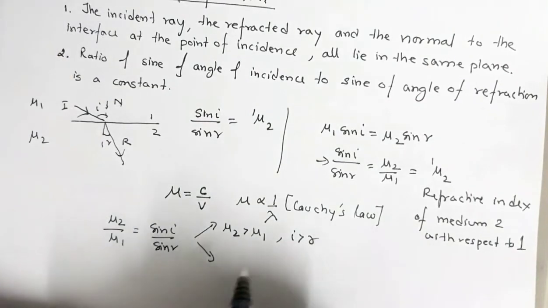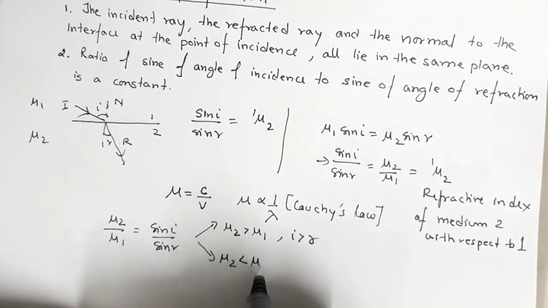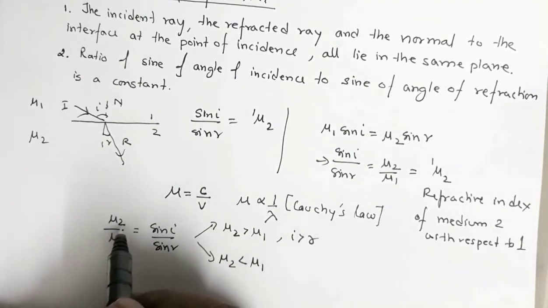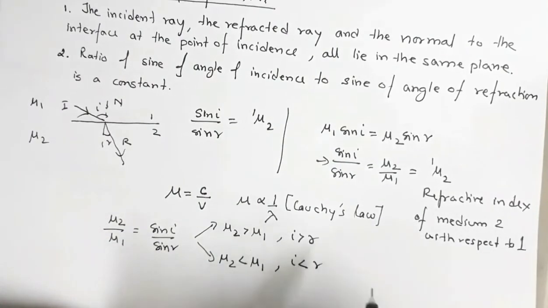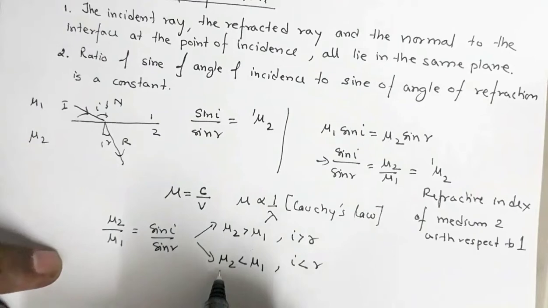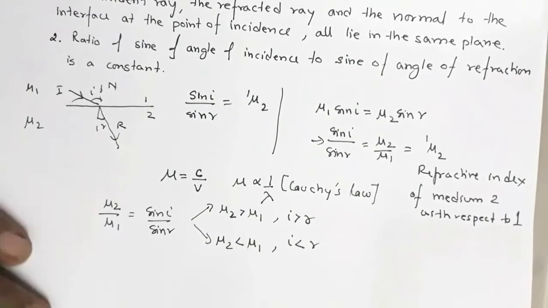Now, converse of this, if mu2 is less than mu1, in that case i will be less than r. So that means mu2 less than mu1, that means the ray is traveling from denser medium to rarer medium. The refracted ray will bend away from normal.